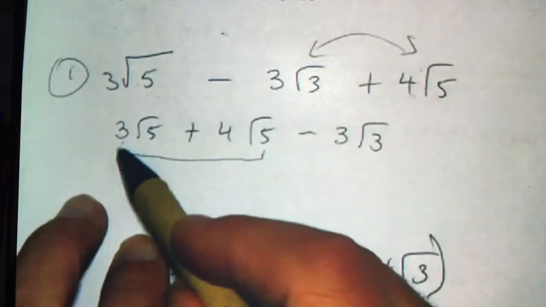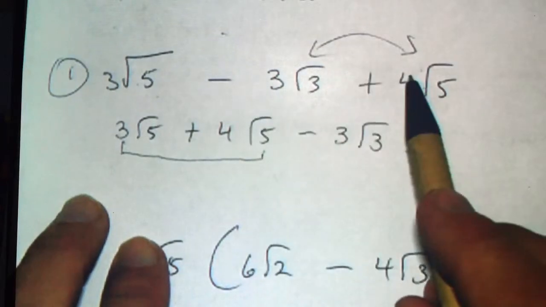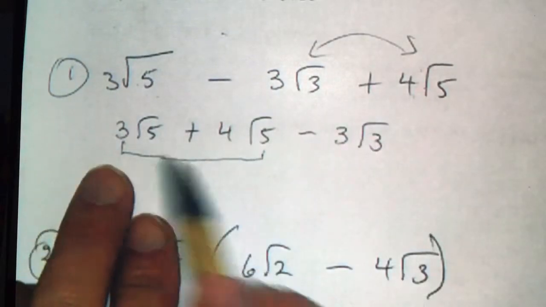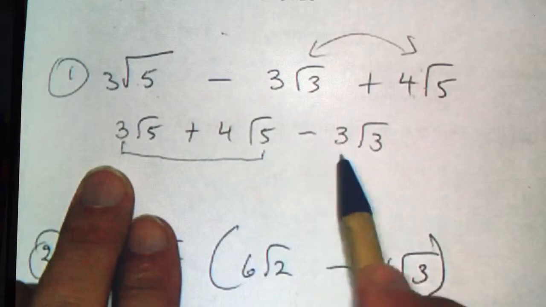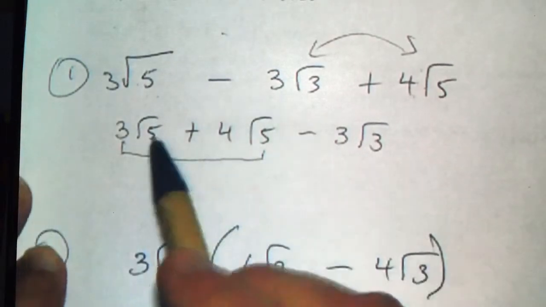We can do that because it says in the commutative property over addition and subtraction that we can move the terms around. And that's exactly what we did. 3 root 5 now plus 4 root 5 minus 3 root 3. And now these are like terms.